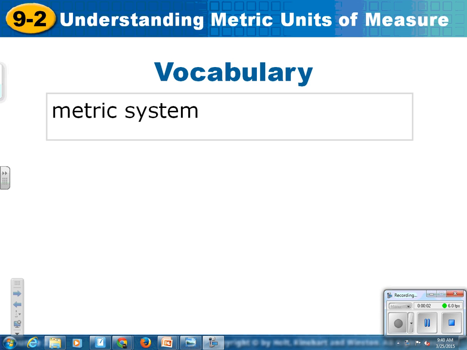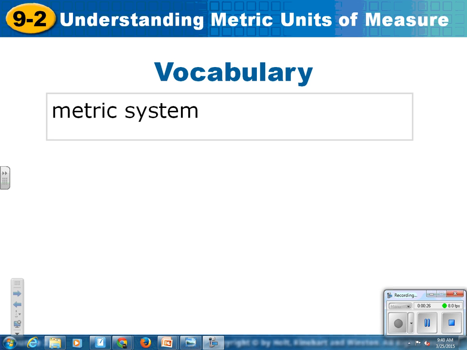We're going to talk about the metric system today. Now, I know that you guys aren't used to the metric system. I need you guys to understand a few things about it. The metric system is based off of tens. And when we measure things, there's basically three things that we measure.